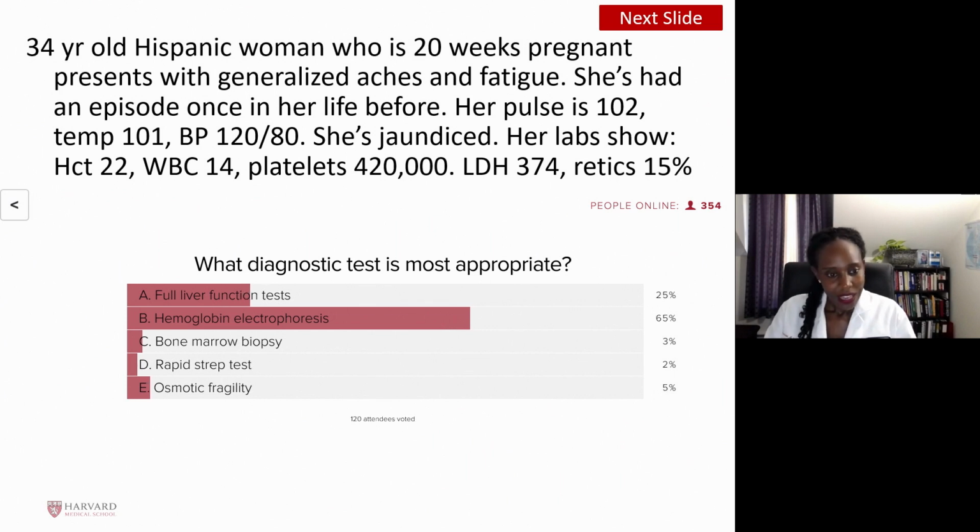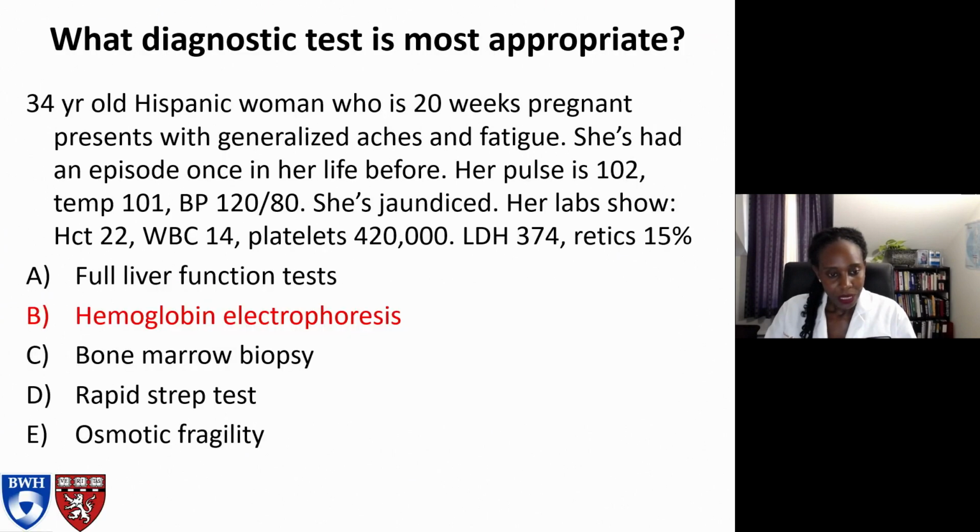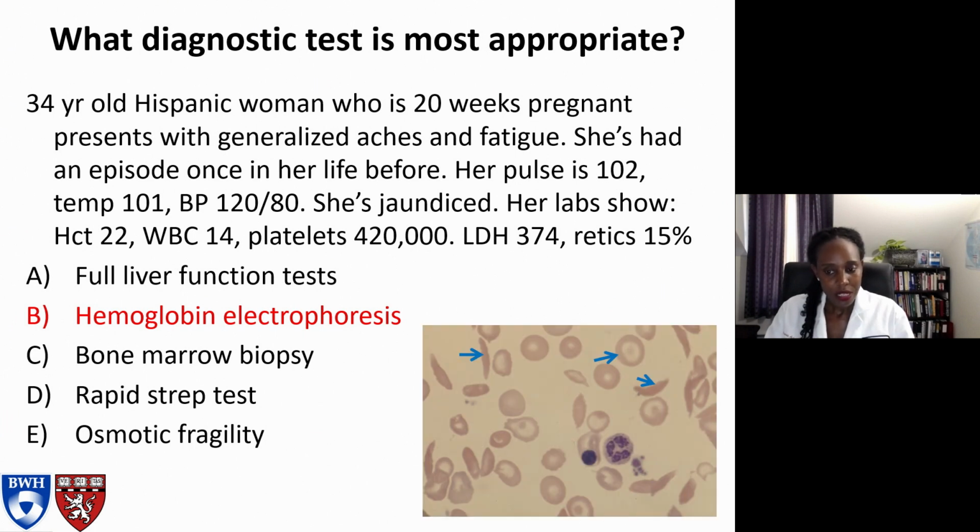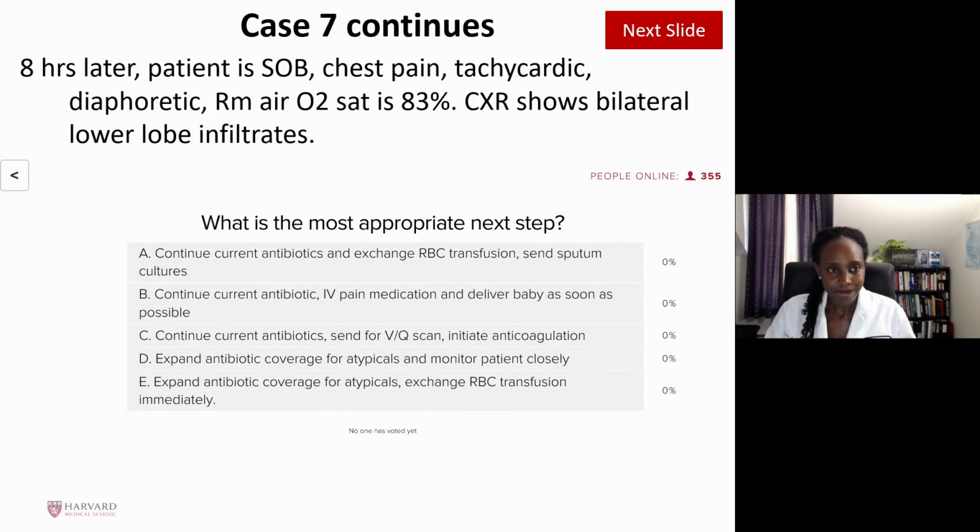Okay, yes, the answer is B, and that's what most people chose. A hemoglobin electrophoresis is the most appropriate test, and this is because of not only her presentation, but also what is seen on her peripheral smear. The arrows show, two arrows are pointing to sickle cells, which are pathognomonic for a sickle cell disease, and one of those arrows is pointing to a target cell.